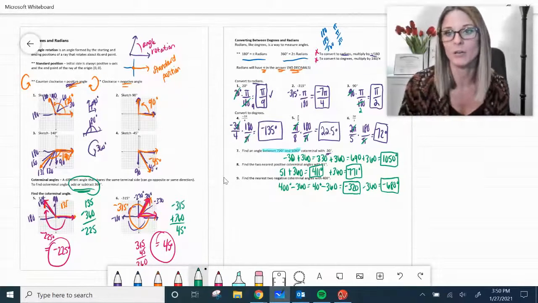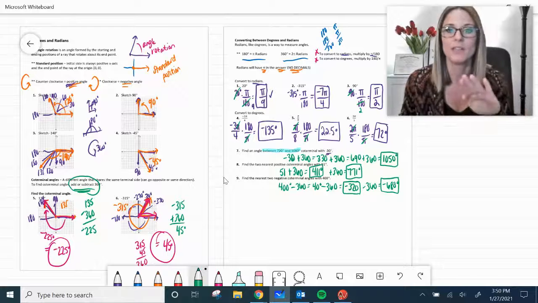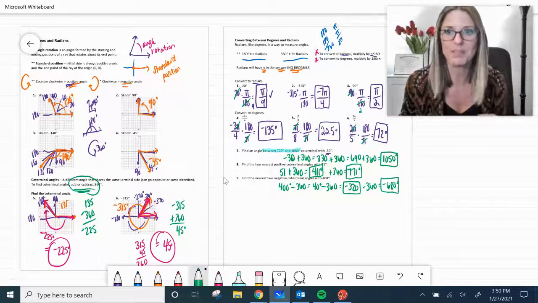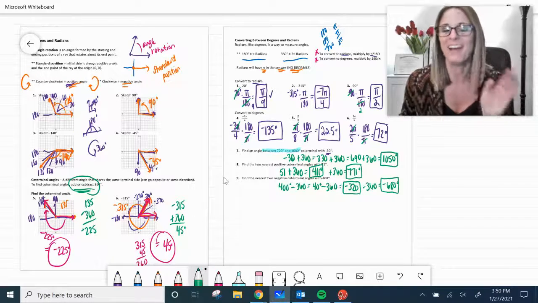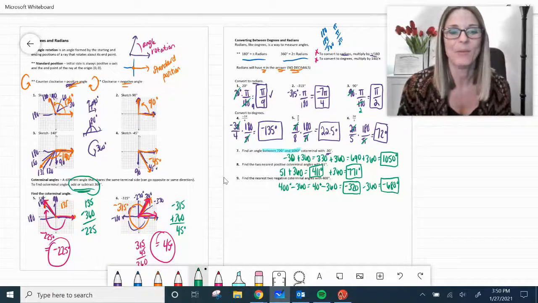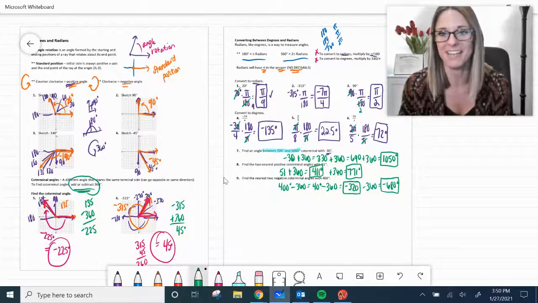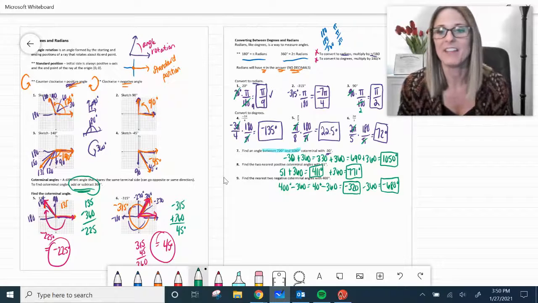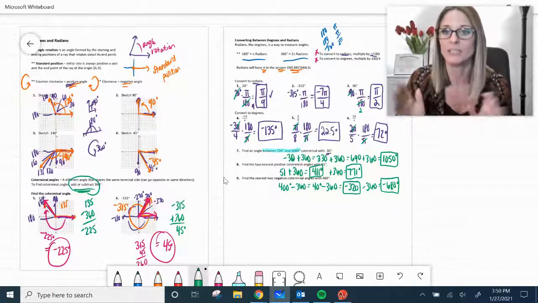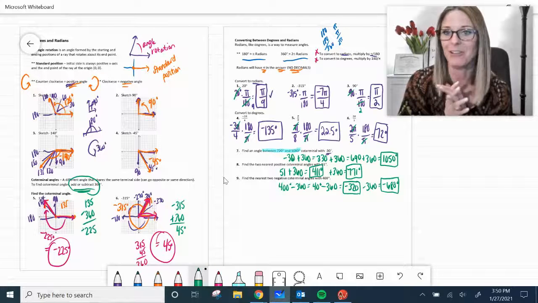We're going to talk later about bigger numbers, that coterminal can also be two loops around and bigger than 360, or smaller than negative 360. And then the last part of our lesson here was converting between degrees and radians. We're going to be using that a lot as well.